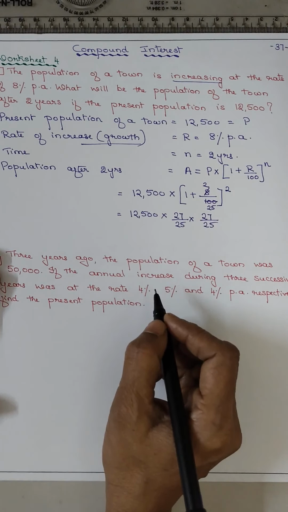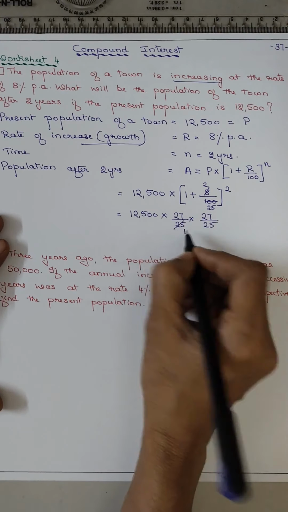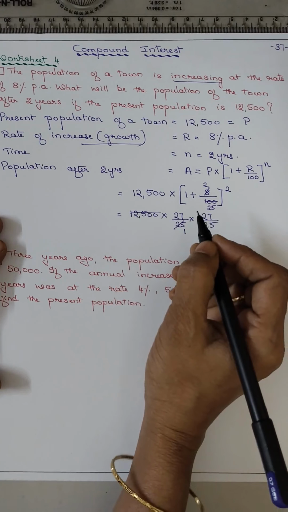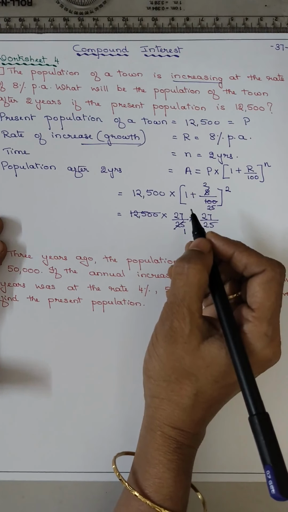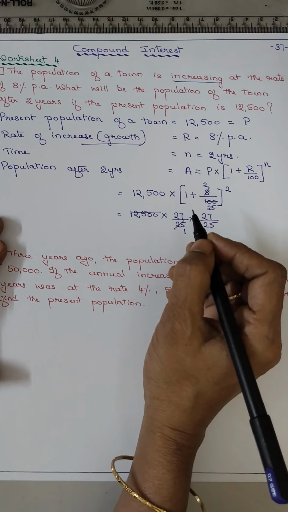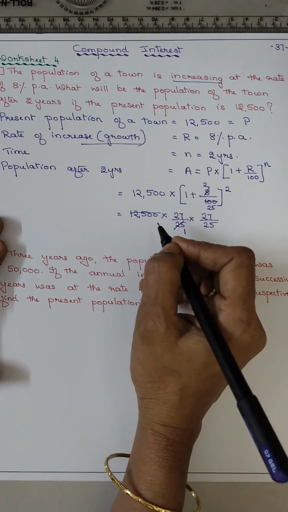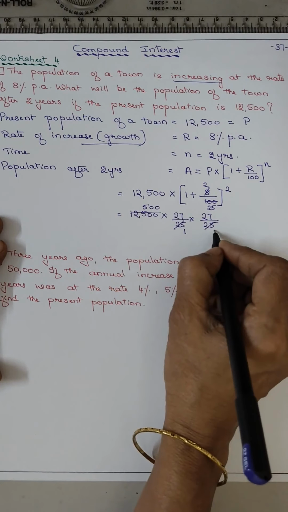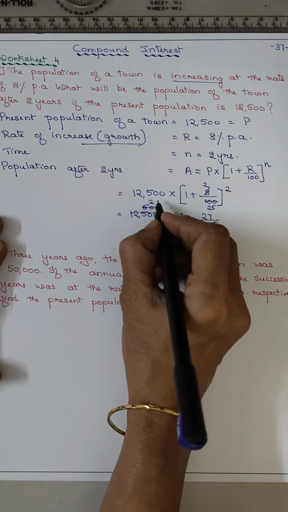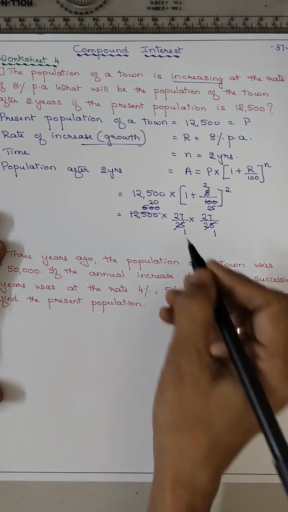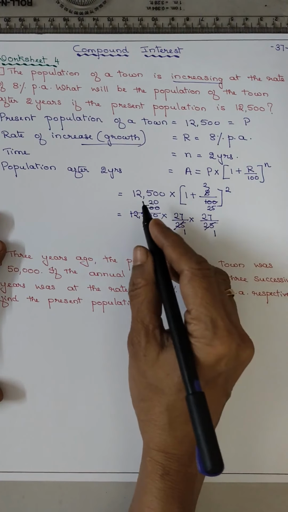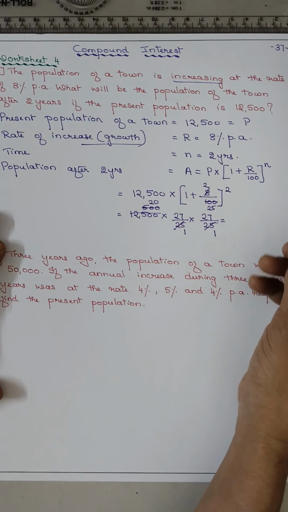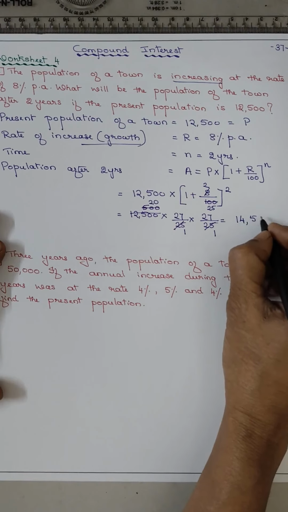Now 25 ones are 25. How many times? 25 5 times, isn't it? 25 fours are 100. So 125 means 5 times and 2 zeros. Now 25 ones are 25, twos are 50 and 0. So you got 27 into 27 into 20. 27 square is 729 into 20. It is 14,580.